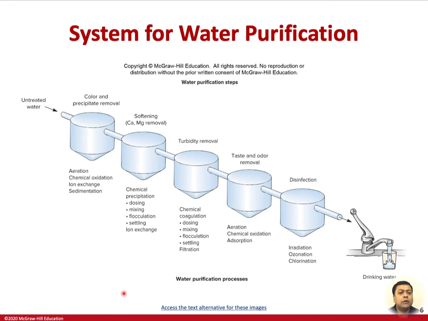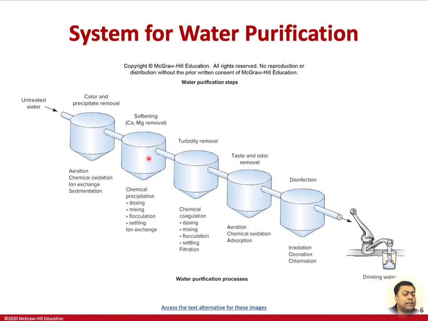So here we are looking at the different steps of the water purification. It's very self-explanatory how they are being treated, and we'll again go into a little bit more detail. So you have untreated water, and this untreated water is held in a container. This is basically for the color and the precipitate removal. And here you can undergo aeration, chemical oxidation, ion exchange, sedimentation in this process.